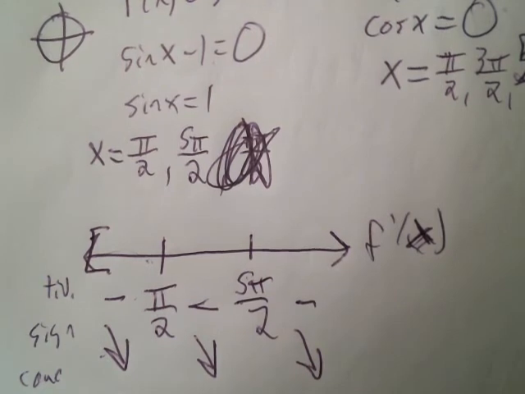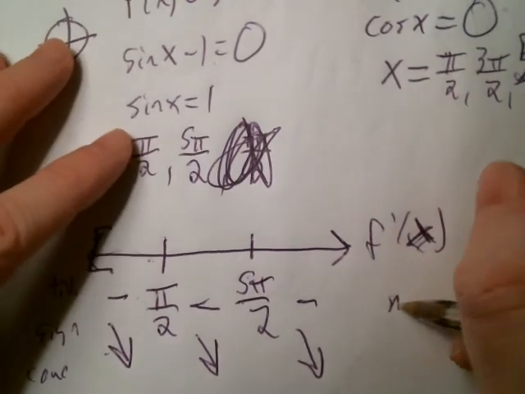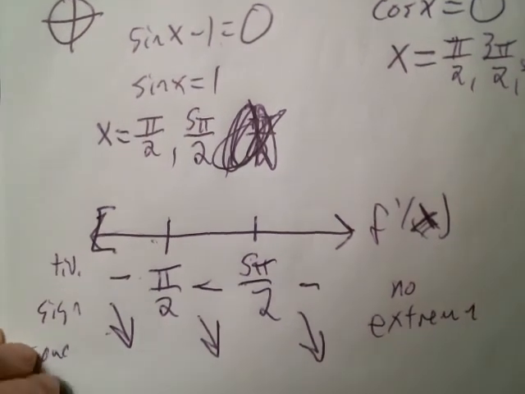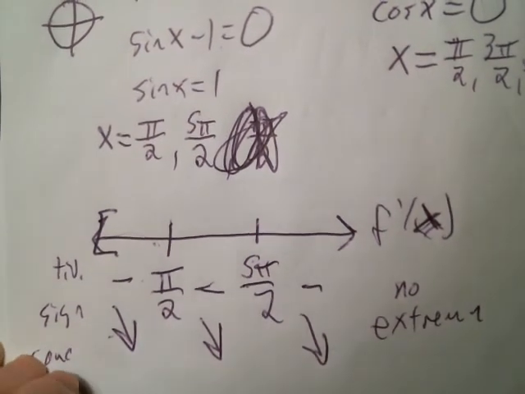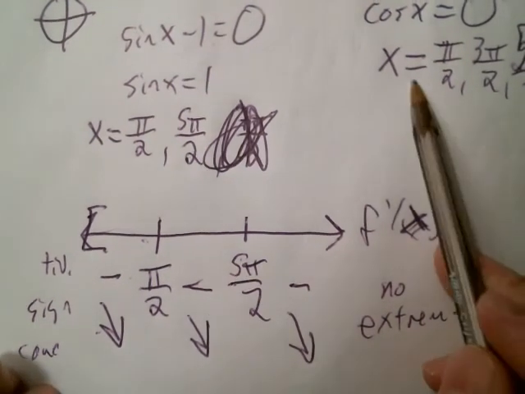Let me look at the answer. Yeah, it's always decreasing, so there's no extrema. Okay. But the point is, you can't use that other second derivative test because these are the same on the first and second derivative. Okay, 40 what? 57 now. All right.